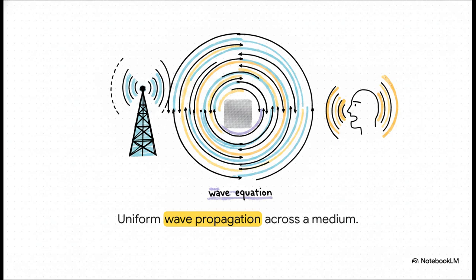Now, what's really fascinating here is the mathematical consistency. Look at this visualization. Whether it's a massive antenna radiating energy across a city or just a voice echoing in a room, the wave spreads outward uniformly. The core math stays exactly the same. Only the physical variables change. It's really just energy moving outward from a source.